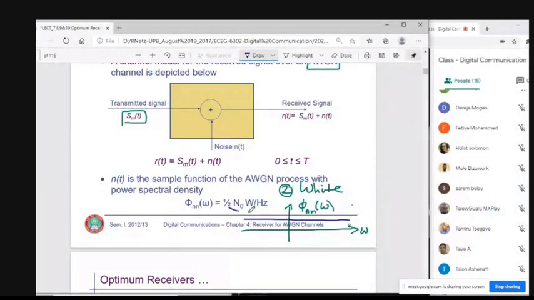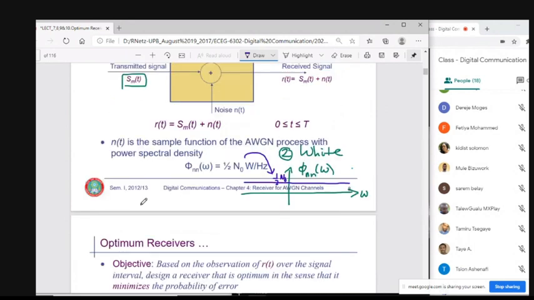Okay, so usually we expect that the power spectral density to be constant. That's the requirement to be white. So when we say white, we are referring to the fact that the noise would span the entire frequencies, all frequencies.